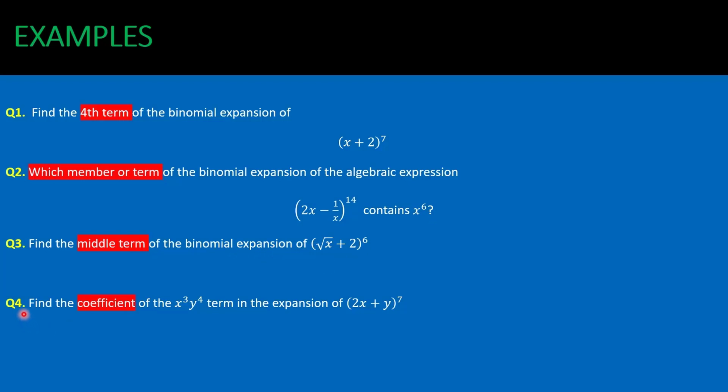And the last question is find the coefficient of the x^3 y^4 term in the expansion of (2x + y)^7. With these 4 examples solved, you will be able to find any term of a binomial expression raised to any given power without actually doing the expansion. So without further delay, let's dive in.